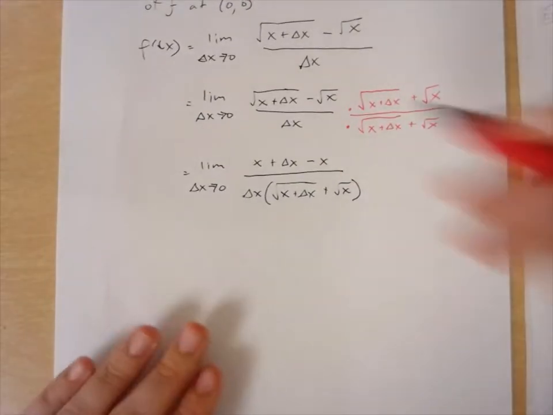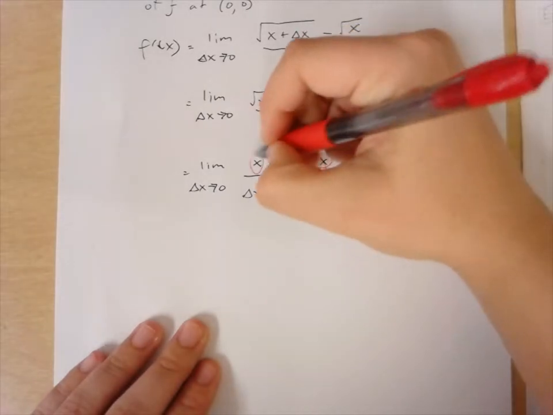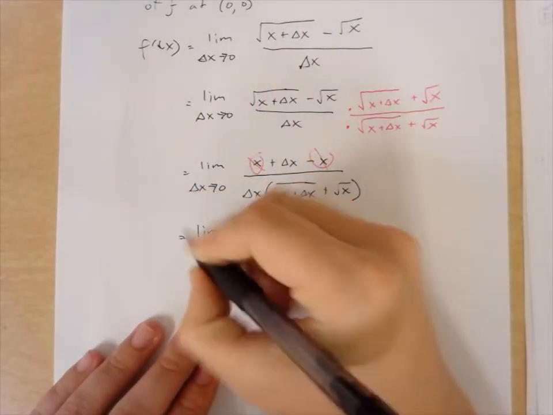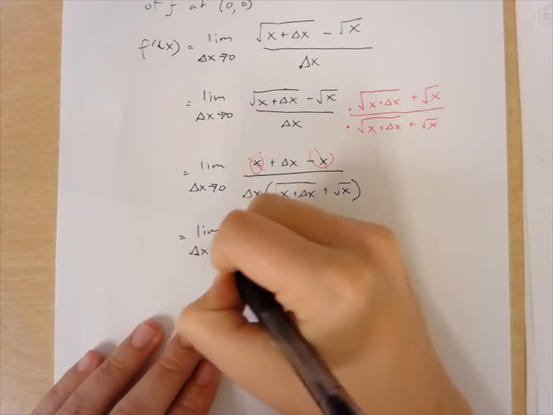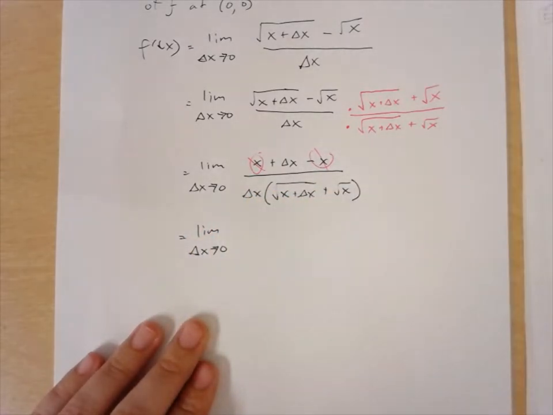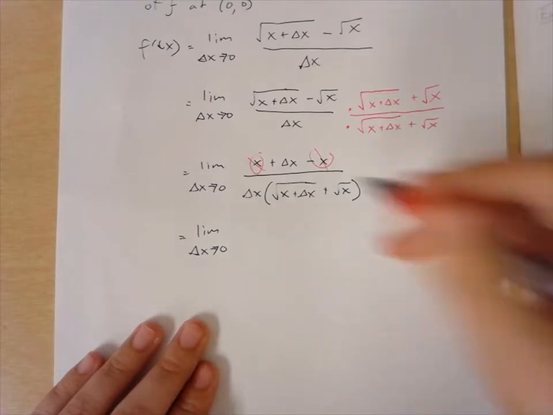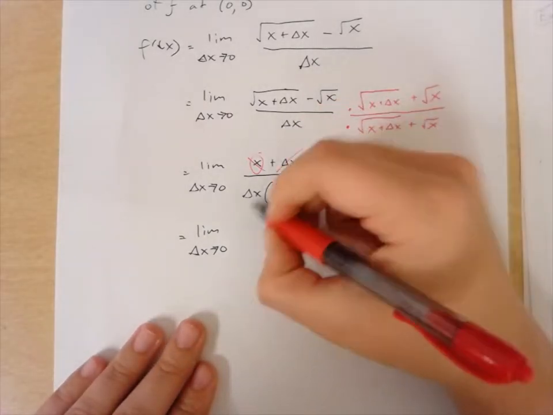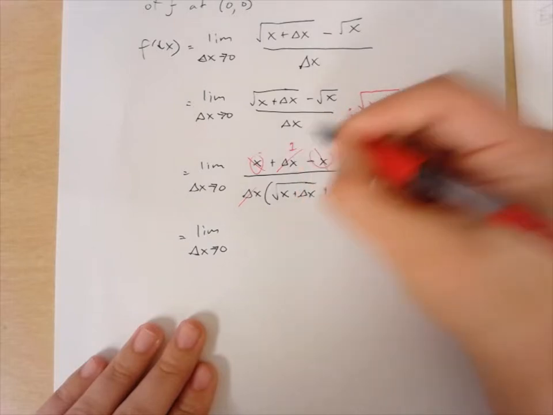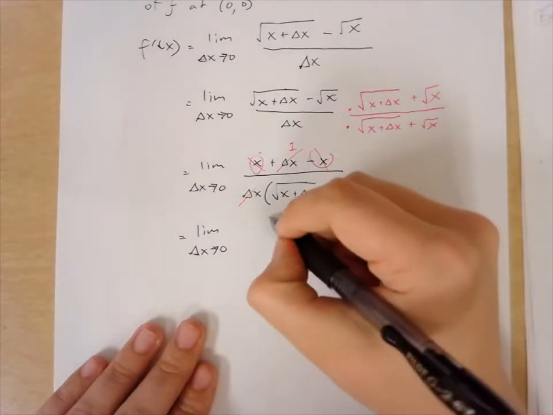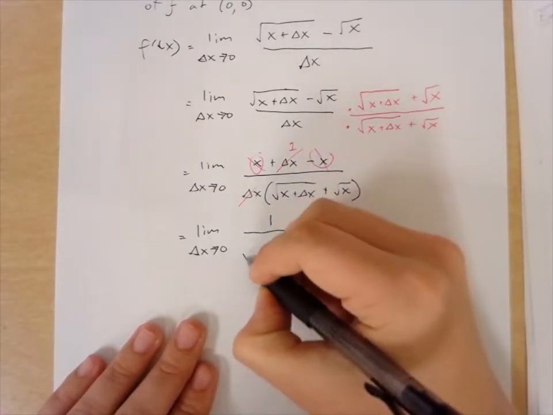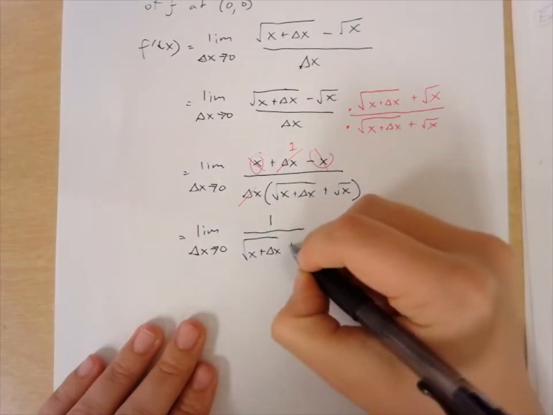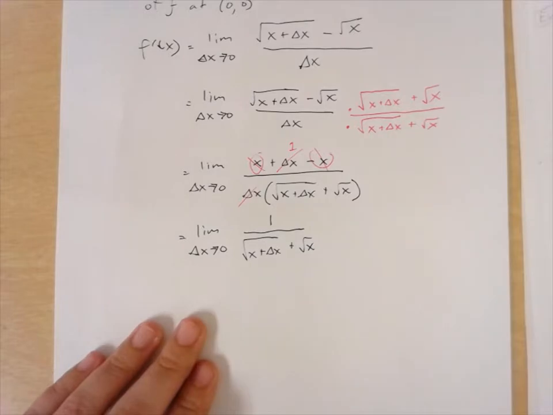Now, as you probably saw, if we have a negative x and a positive x, we get to cancel those out, and we are left with change of x approaches 0. And we also see that we have change of x over change of x, which would be okay to cross out and make just a 1 on top. So we are left with 1 over radical x plus change of x plus radical x.